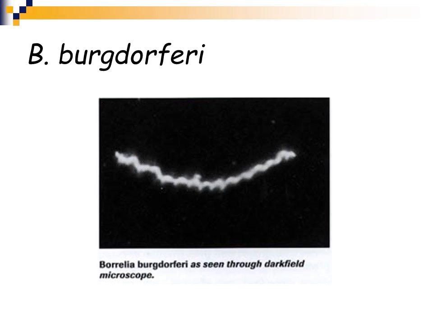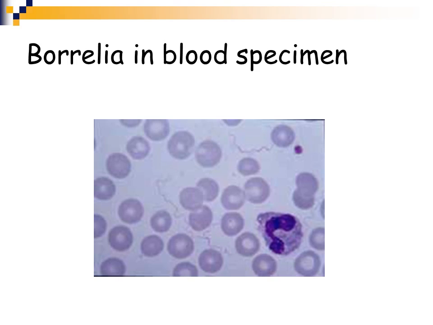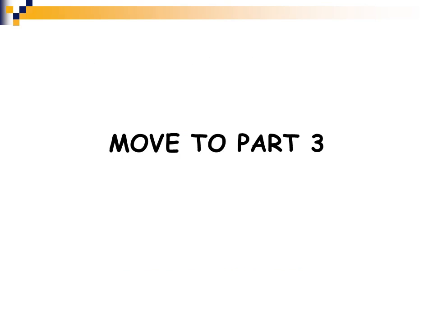So here is Borrelia burgdorferi in dark field microscope. And here it is in a blood smear, and I said you can see the organism in a blood smear, and you can see the nice spiral shape right alongside those red blood cells. And we're going to move on to the last part of the spirochete lecture.